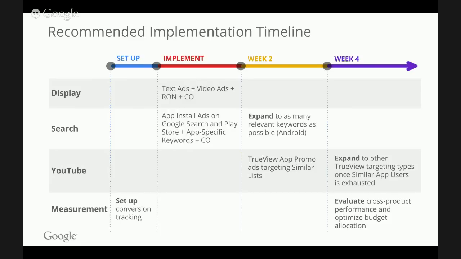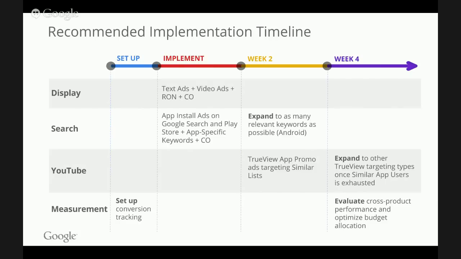And also, after starting your campaign, see how things are going. If you have a cool video promoting your app, as I said before, you can promote it on TrueView, targeting similar lists. And after a few weeks, you may want to expand to other TrueView targeting types once similar app users are exhausted. Very important, before and after, two things. Before, set up conversion tracking. The easiest way is on Android, codeless tracking. You just create your campaign, and from the go, you're tracking installs in AdWords. But there are other options, as I mentioned before, and there will be a section in the next stage specifically about app tracking. And finally, you want to evaluate the results cross-product and optimize budget allocation based on that.